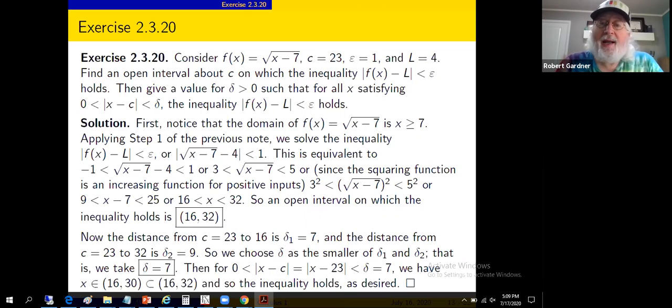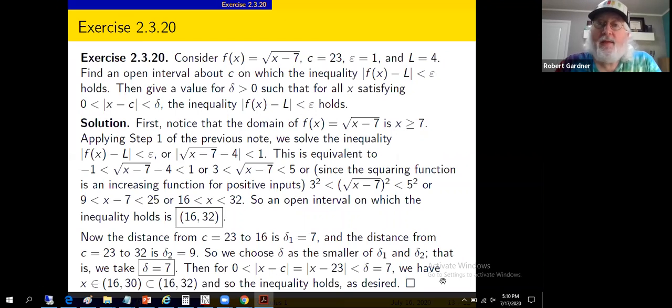We chose a wide interval on which the inequality held, and then we narrowed it a little bit to find a delta value to make it symmetric with respect to the value c. And sure enough, 16 to 30, right in the middle of that, what's the average of those two? 30 and 16 is 46. Half of that's 23. Yeah, c's right in the middle of that interval. And that interval is 7 units to the left and 7 units to the right of the value c.